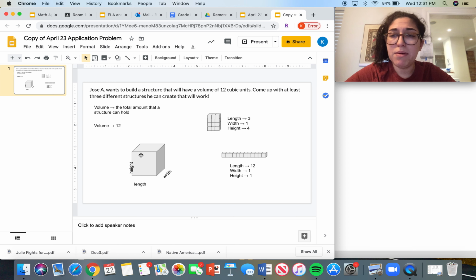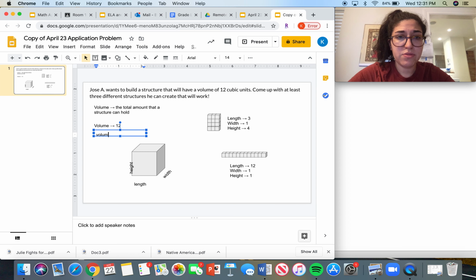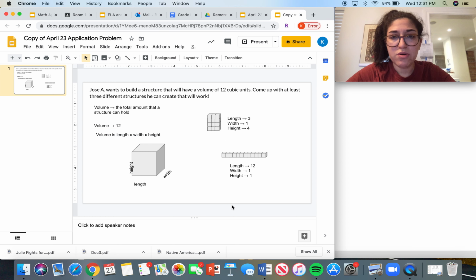And so if you remember our calculation, our equation for volume is length times width times height. So if we do this, 12 times 1 times 1 is going to be 12. 3 times 1 times 4 is going to be 12.